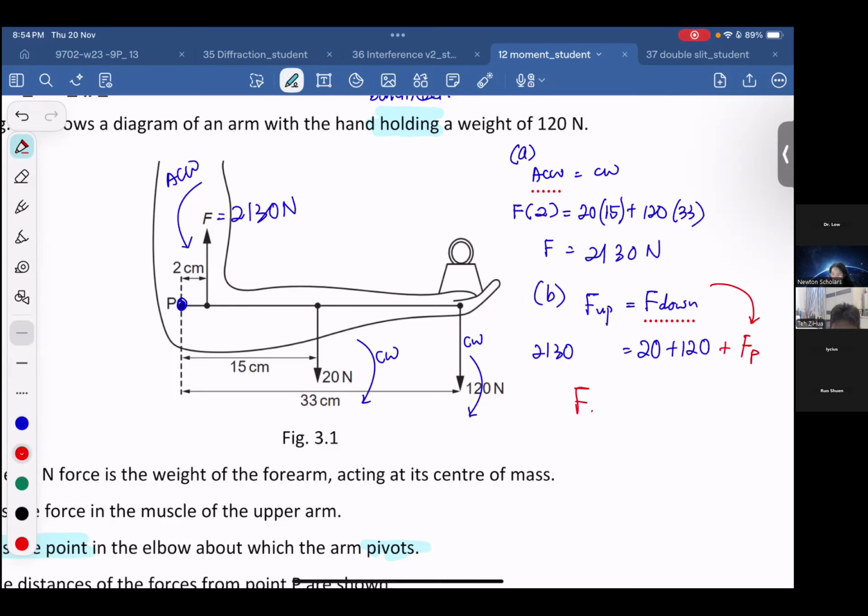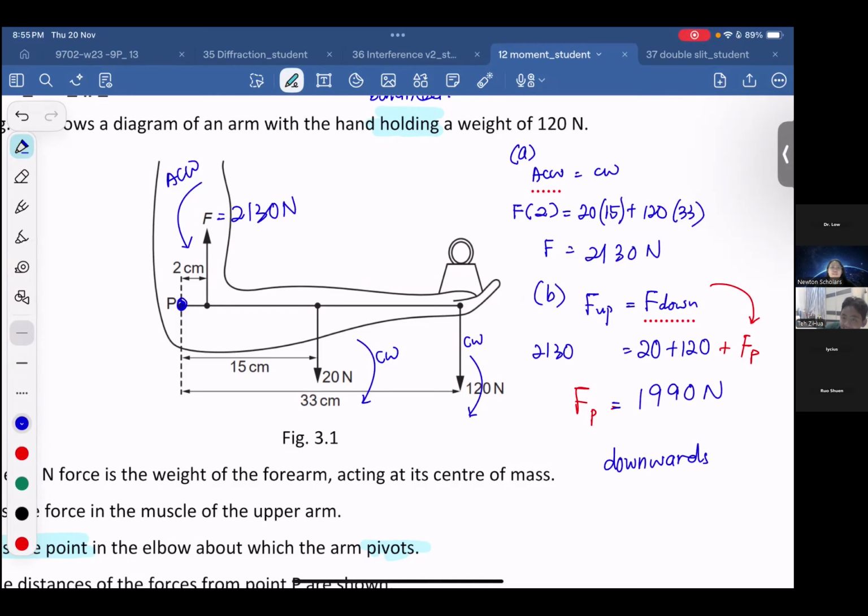So here, the force acting on point P, how many? It should be? What is your answer? 1990 Newton. So 2130 minus 140. Pardon, 2130 minus 140. Yes. Okay, deal.